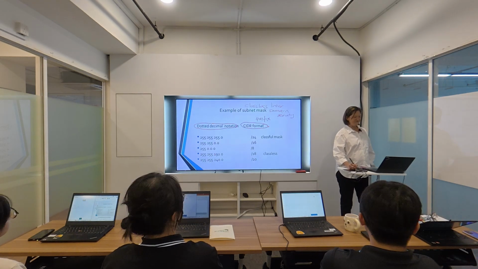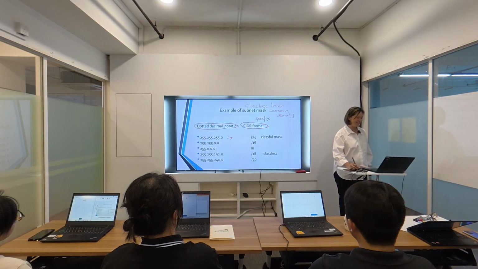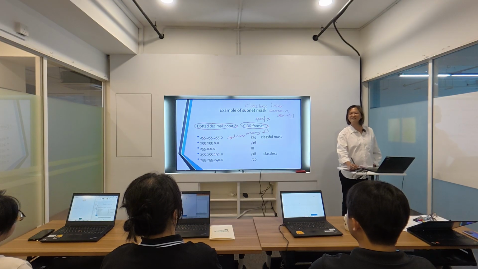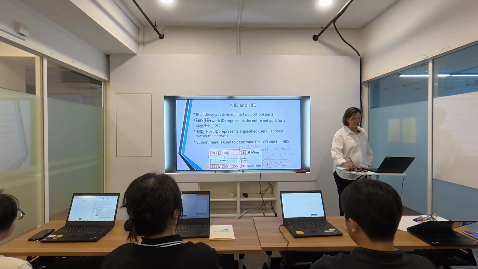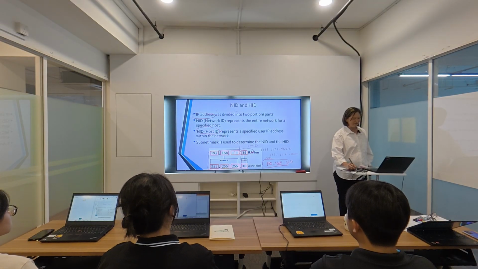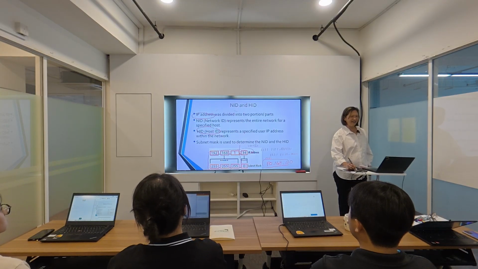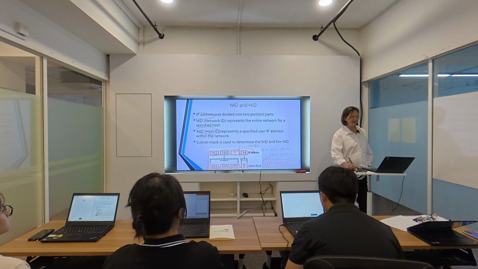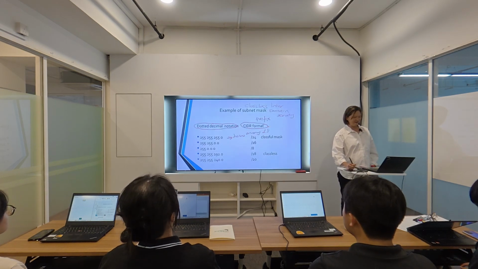/24. So what does that mean? Basically you just need to count how many ones are in that subnet mask. So our subnet mask, which we convert to binary, 255 is 8 bits of 1, the other 255 another 8, then another 255 another 8. So 8 times 3 is 24. Therefore it's /24.